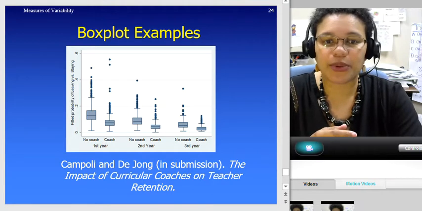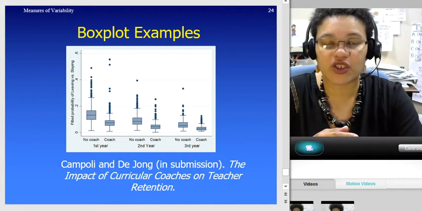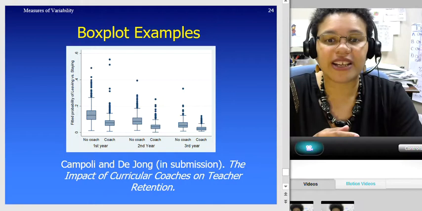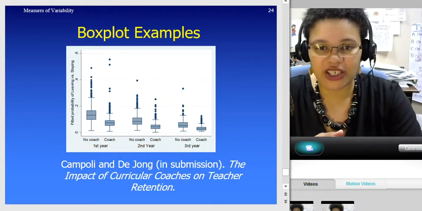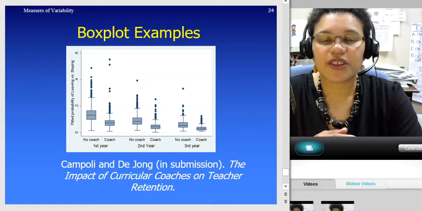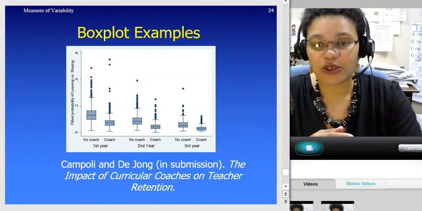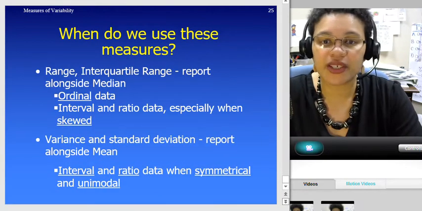So this was the probability of leaving. And you see where there's no coach among first year teachers, the probability of leaving is higher than the probability of leaving among first year teachers when there is a coach, in these first two sets of box plots. Okay. When do we use these measures?